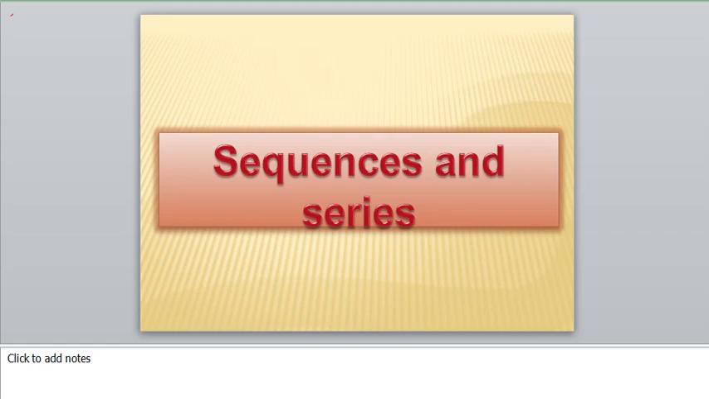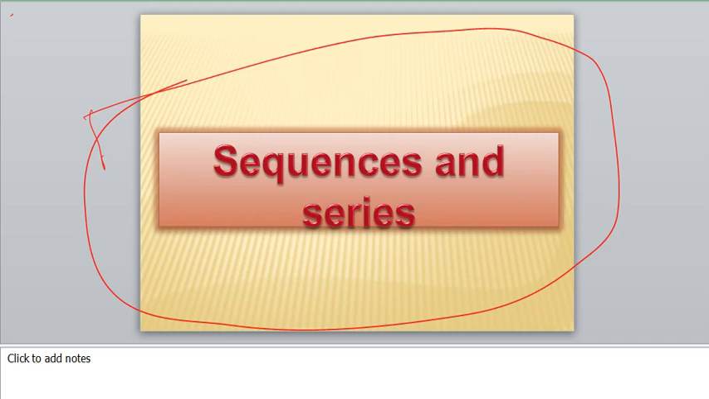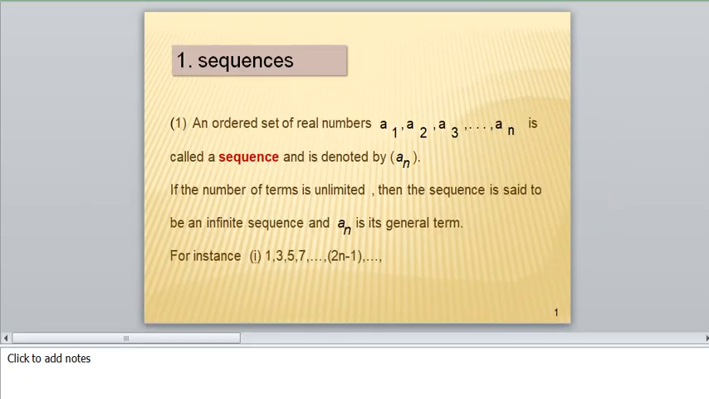Today we are going to discuss the topic sequence and series. You can already see the name of the topic is written on top, sequence and series. Okay, so let's go on to the second slide and understand what a sequence is.